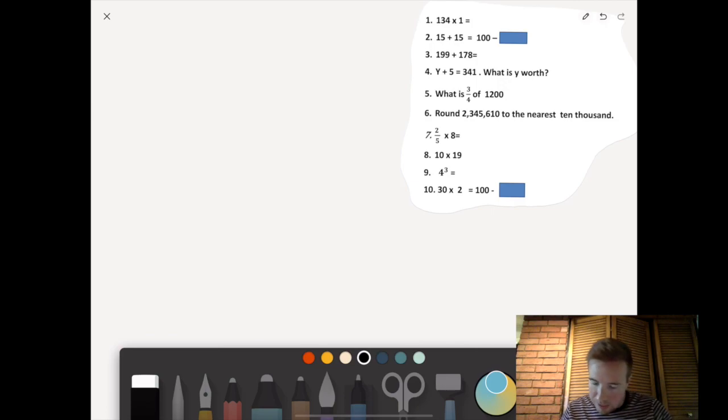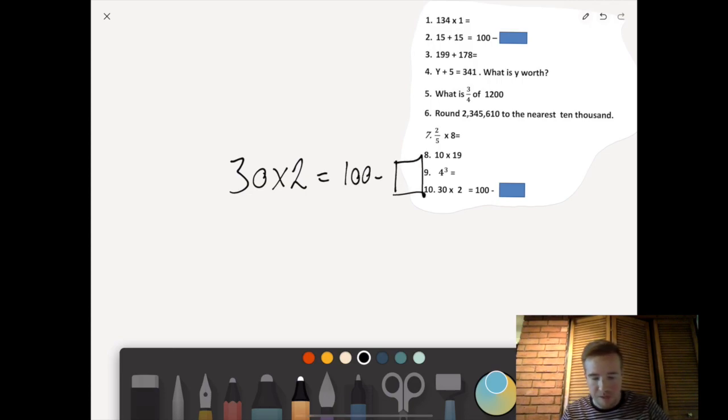And last one for now, 30 times 2 equals 100, subtract another box. Okay, same as question 2. Equal sign is a set of scales, so we're going to work this side out. 30 times 2 is 60. Okay, so 100 subtract something must equal 60. Well, it's going to be 40. No working out needed there because it's relying on number bond knowledge.